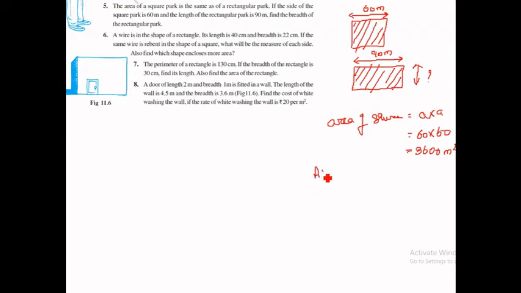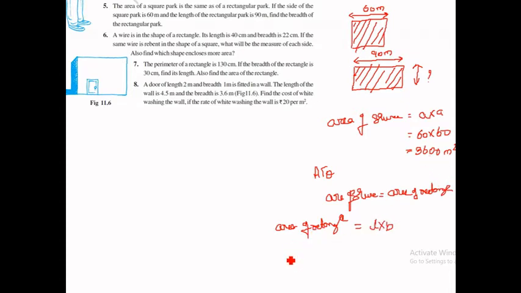Now ATQ, according to the question, area of square equals area of rectangle. If the area of square equals the area of the rectangle, then area of rectangle, we know that area of rectangle equals length into breadth.